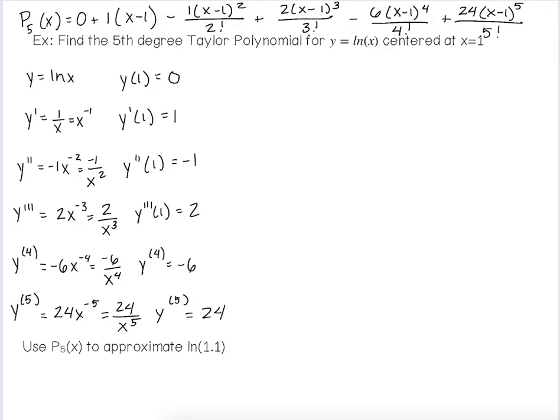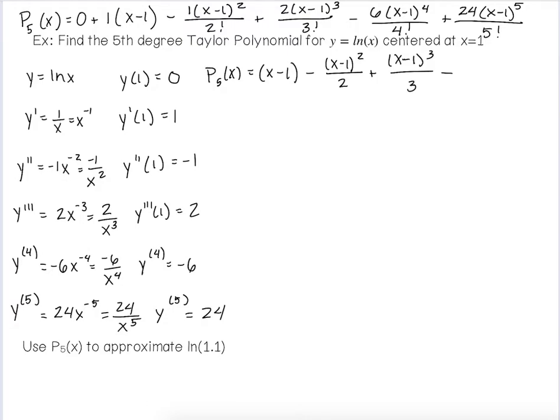Now, if you wanted to simplify it, you totally could. The 0 term in the front, you don't need to write that anymore. And then if you know your factorials, this comes out pretty nicely. So we have x minus 1 minus x minus 1 squared over 2. And then 3 factorial is 6, but 2 over 6 is 1/3. So I'm going to get x minus 1 cubed over 3.